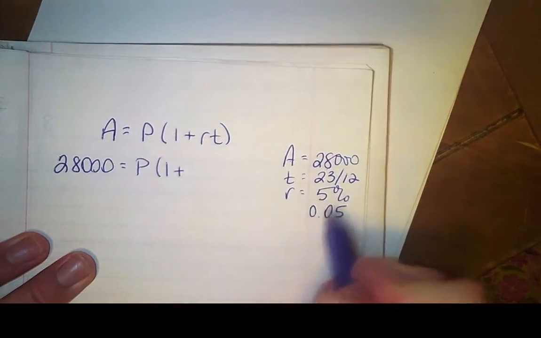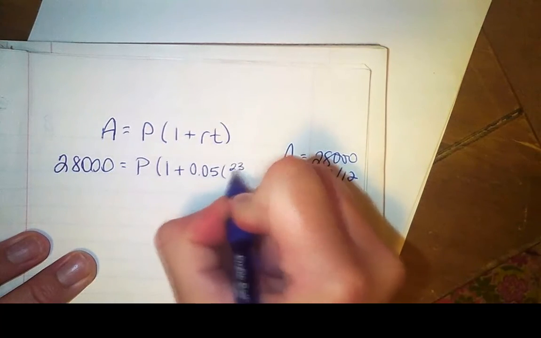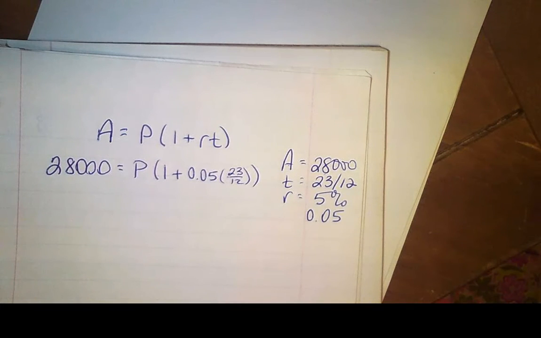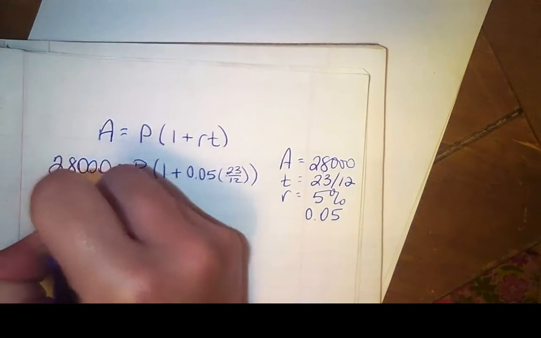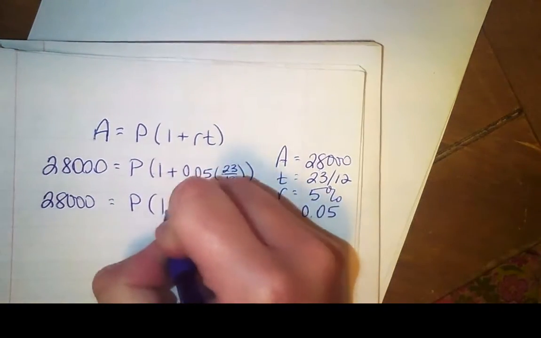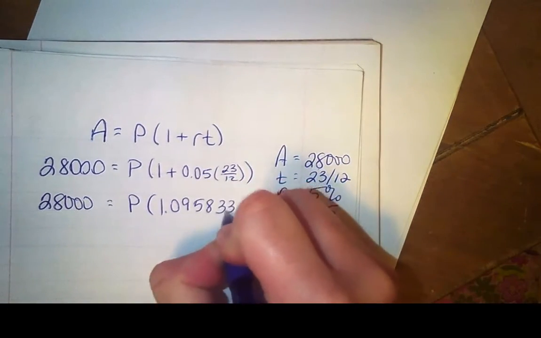And then 1 plus, what is my rate? It's 0.05 times 23 over 12. So I am going to find this part right here, which is 1 plus 0.05 times 23 over 12. Okay, and I get 1.0958333333. So 28,000 equals P times 1.0958, and then a whole bunch of threes after it.